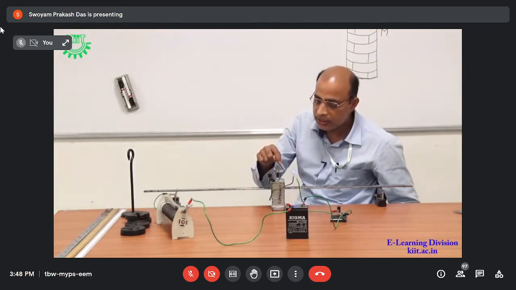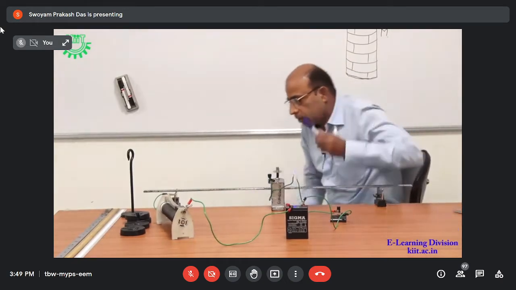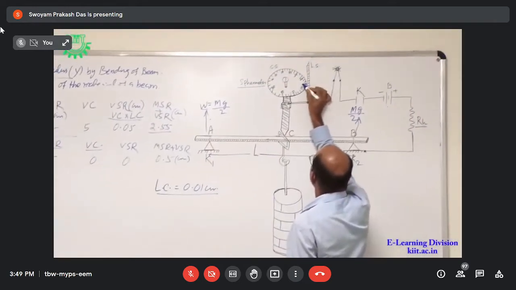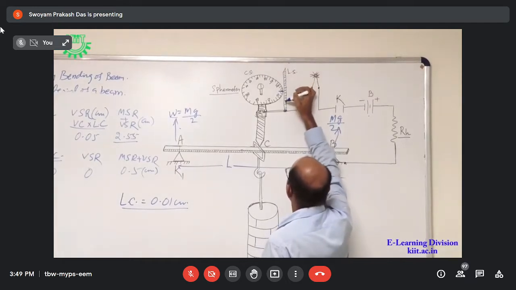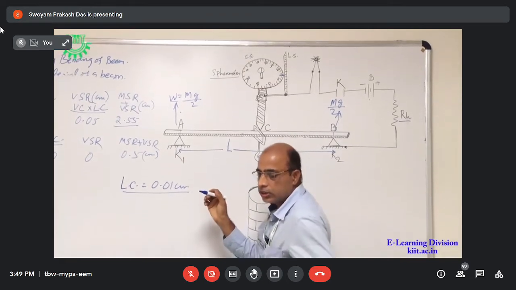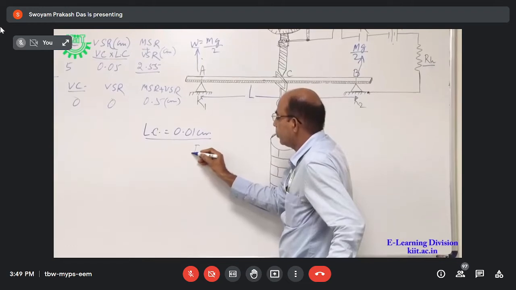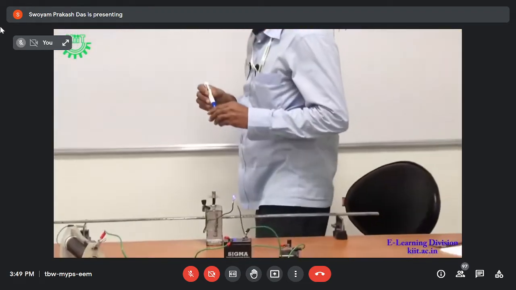Now, what is the reading over the circular scale with respect to the linear scale? That means the division of the circular scale coinciding with this edge of the linear scale, that is the reading that we will note down. That is our initial circular scale reading. There is a table for that, and we have to note it down.